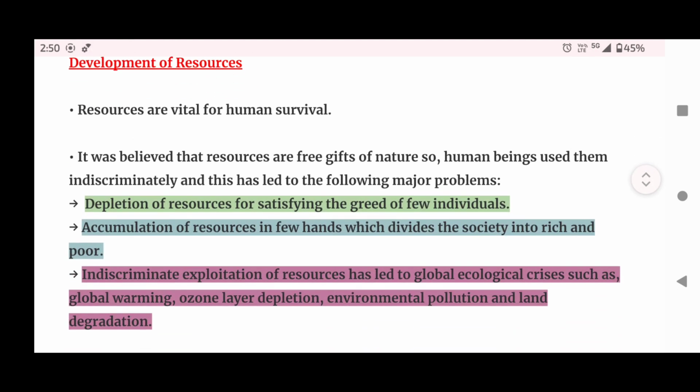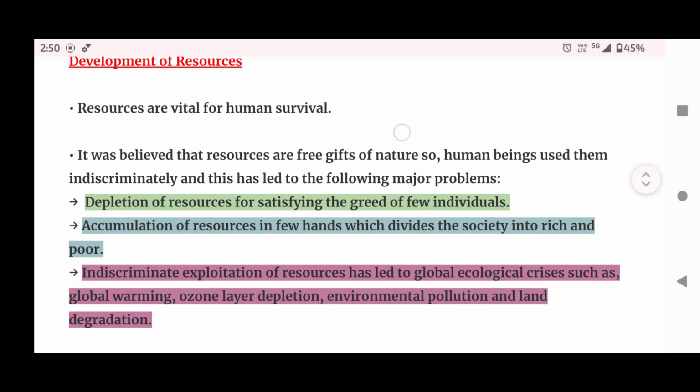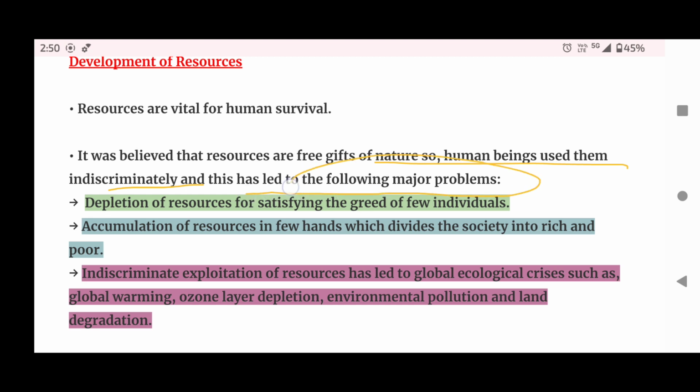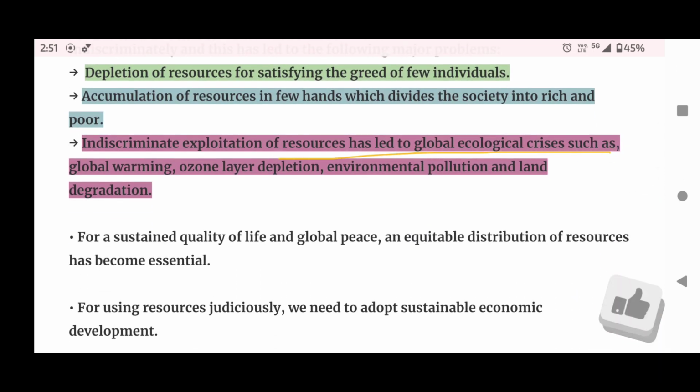Development of resources. Resources are vital for human survival. It was believed that resources are free gifts of nature. So human beings used them indiscriminately, and this has led to the following major problems. Depletion of resources for satisfying the greed of a few individuals, accumulation of resources in a few hands which divides the society into rich and poor. Indiscriminate exploitation of resources has led to global ecological crises such as global warming, ozone layer depletion, environmental pollution, and land degradation.